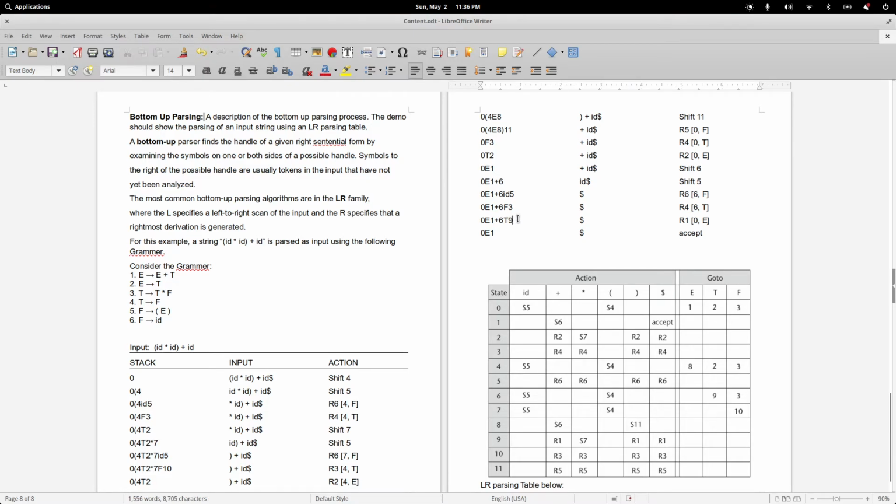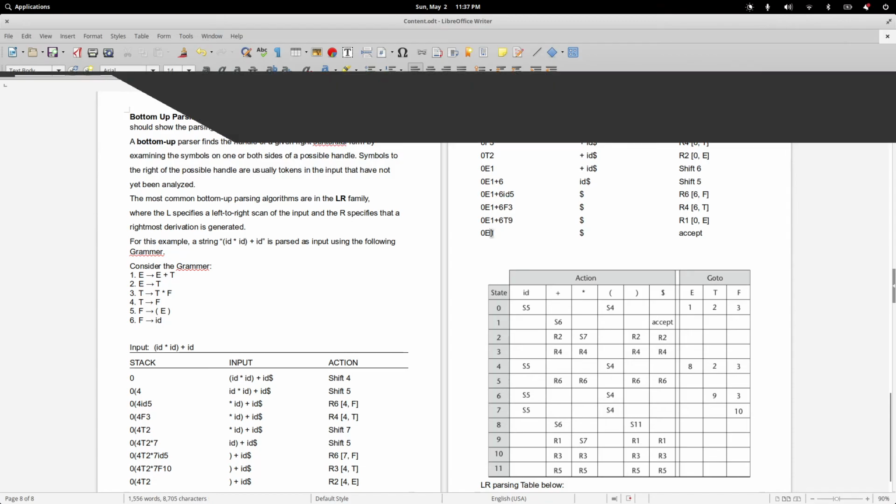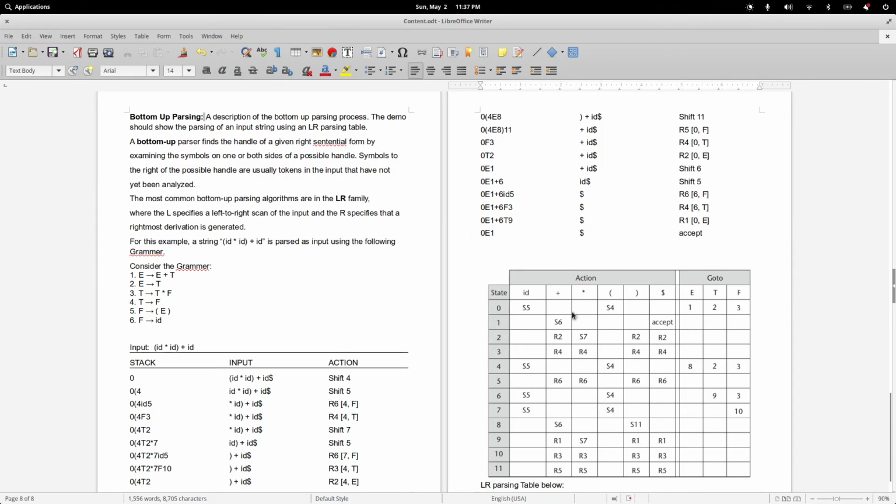Now we're positionally looking at 9 dollar sign on the stack, and 9 dollar sign is R1. Rule 1 tells us that E plus T becomes E. And of course, everything after 0, E 1 plus 6 T 9, all of that becomes E. And then when we look up 0 E on the table, we see we go to 1. That's where we get this 1 from. And now 1 dollar sign is accept. And we're done.